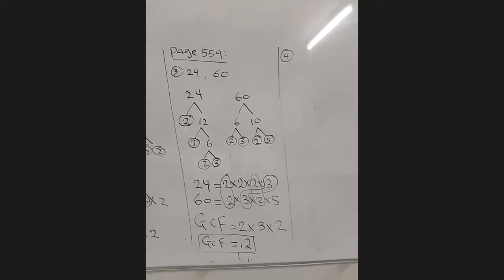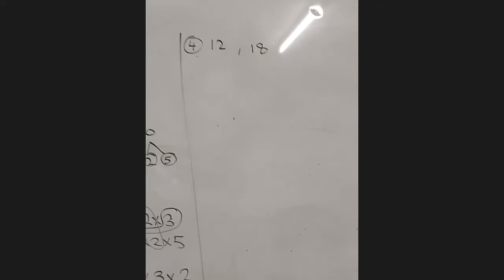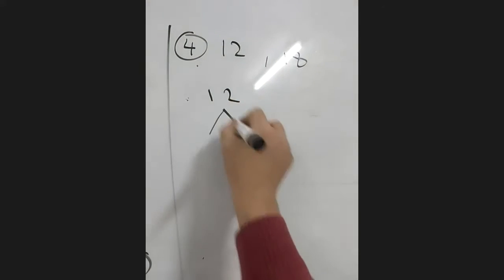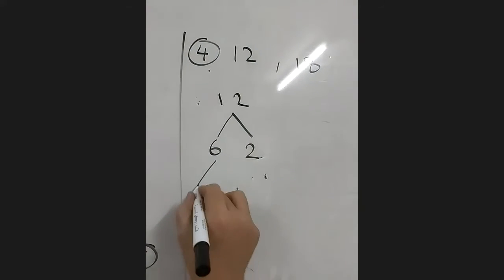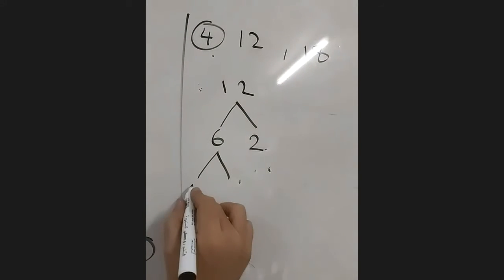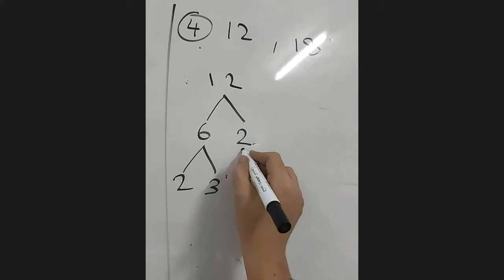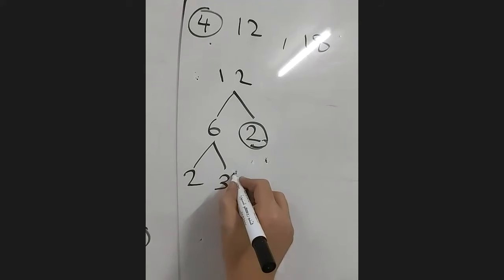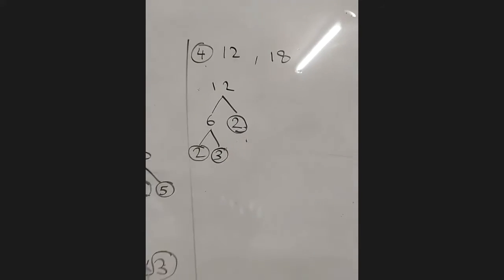Omar, Samuel. Yes, Mr. Question 4, quickly, Omar. 12 and 18. We want to find the GCF. Let's just start with the 12. Give me 2 numbers for the 12. Quickly. 6 by 2. How about the 6? 3 by 2. Good. How about this 2? Can we do more? No. Circle. 3, 3, and 2. Circle. Got it? Yes.